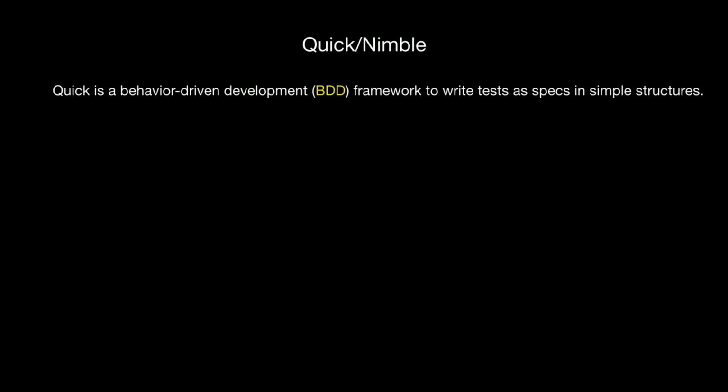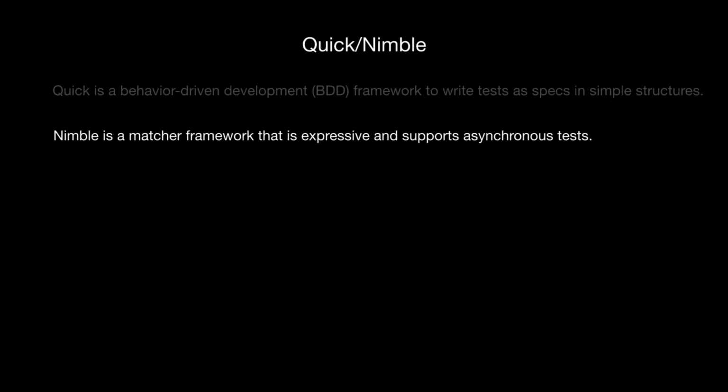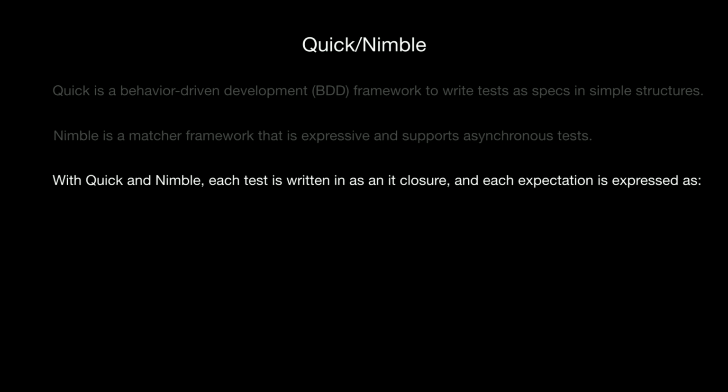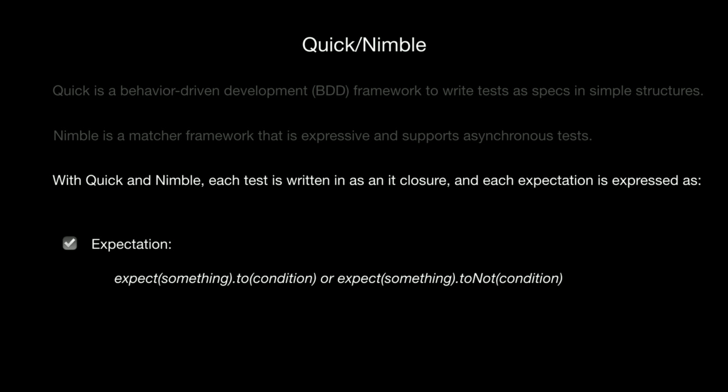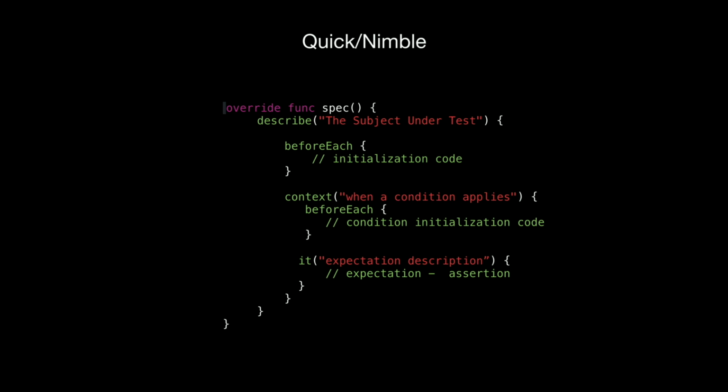For our test, we're going to use Quick and Nimble. Quick is a behavior-driven framework in which we can write tests as simple structures, and Quick uses Nimble as a mature matcher framework. With Quick and Nimble, the expectations are expressed as expect something to happen or expect something to not happen. So this is how our test class looks by using Quick and Nimble. In the beforeEach, we have all the initialization code, inside the context we specify a condition that we want to apply, and inside the it closure, we have the expectation or the assertion.